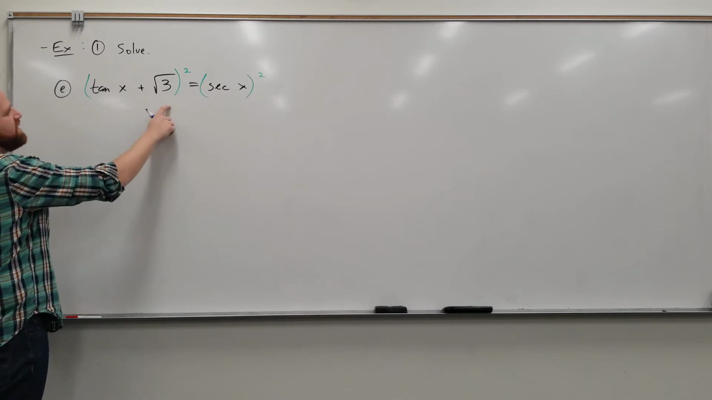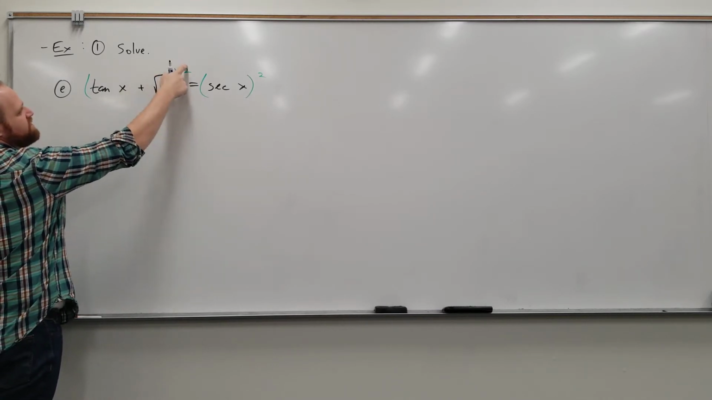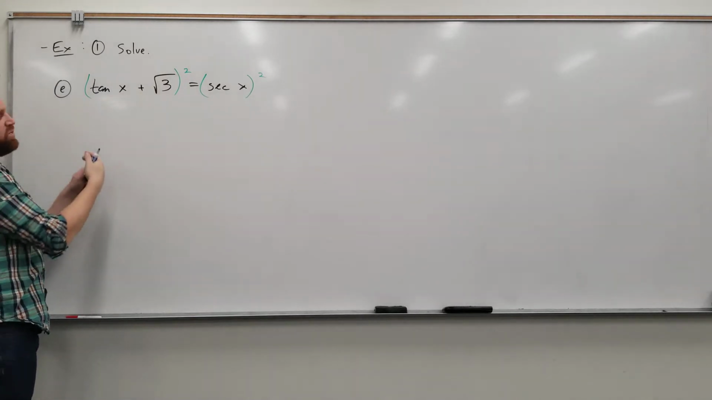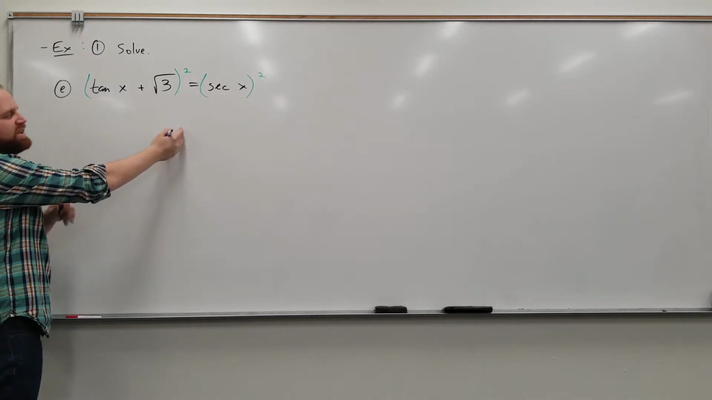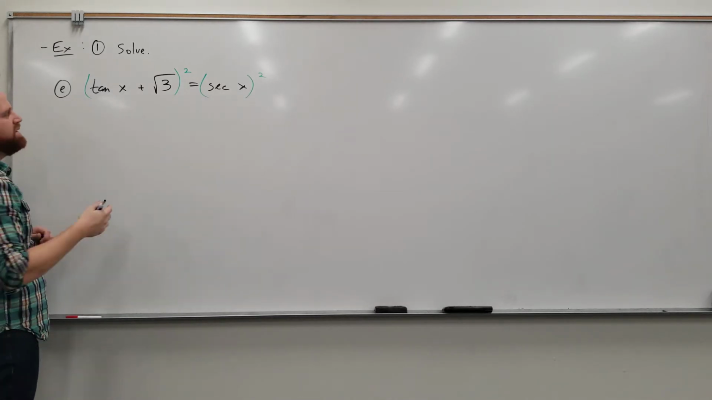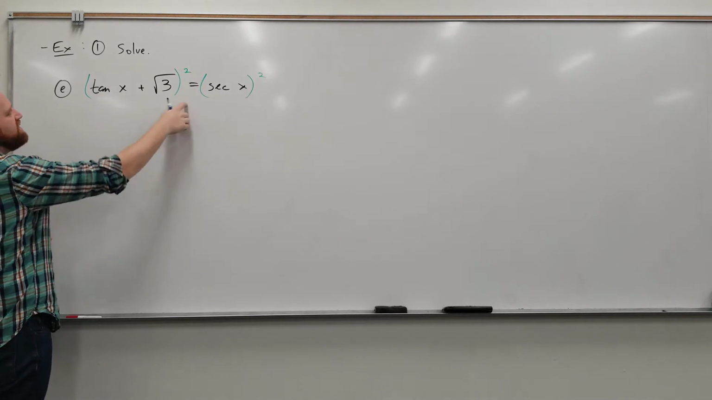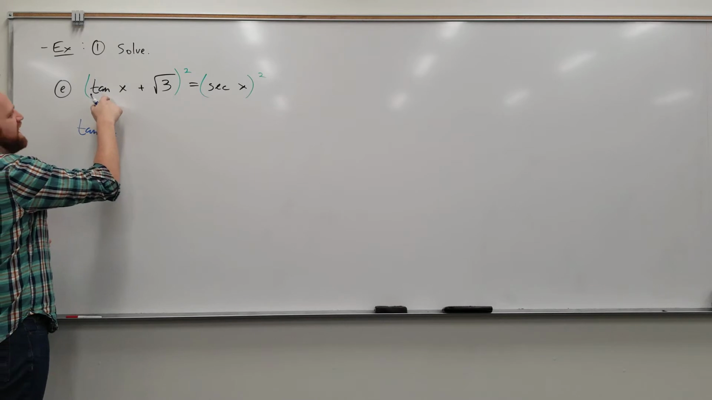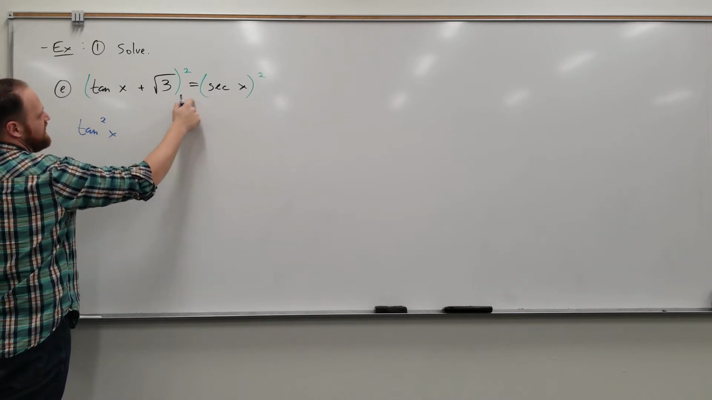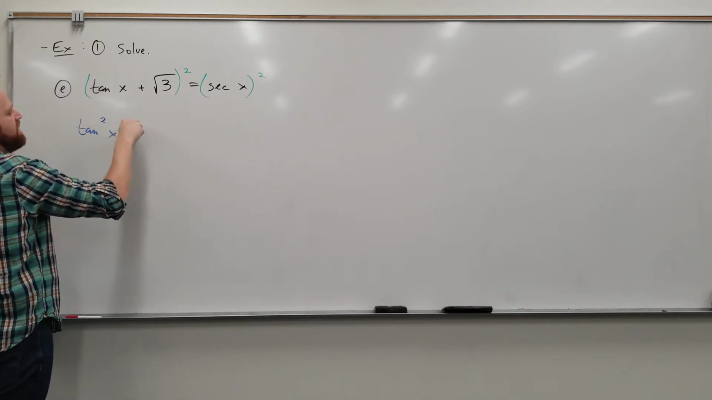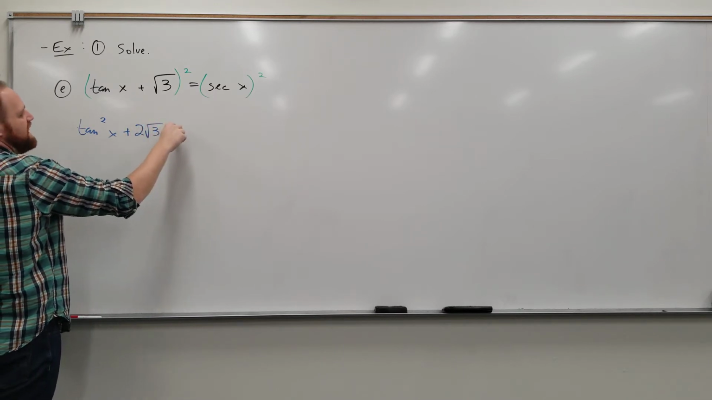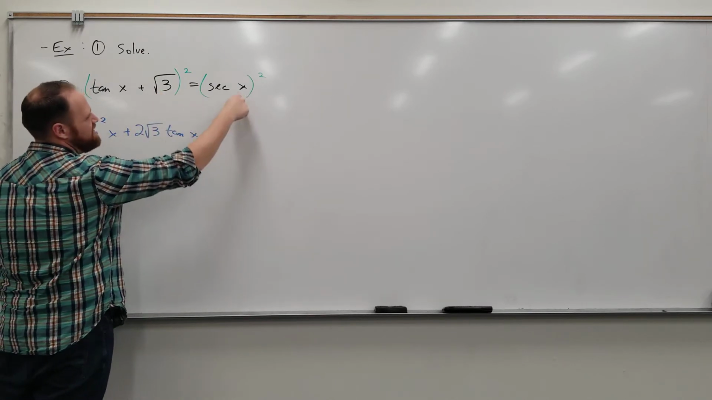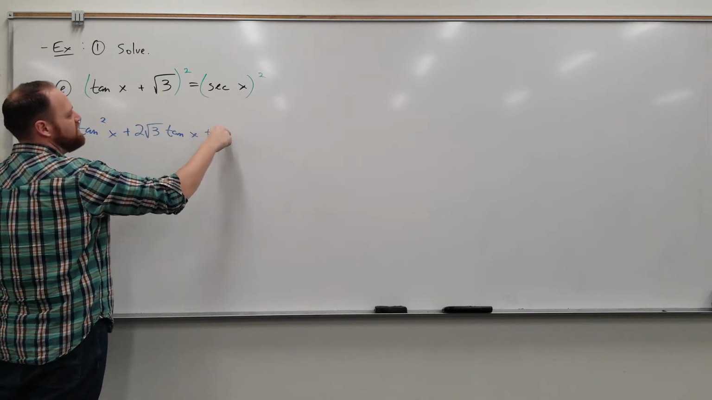So squaring this, remember, you can't distribute the square across the addition. So this isn't just going to be tangent squared plus 3. You have to actually write it out twice and FOIL. I'm going to do that in my head. So I would have a tangent squared. Then I would have a tangent x times root 3 and another tangent x times root 3. So that's going to make 2 root 3 tangent x. And then I would have a root 3 times a root 3, and that makes 3.